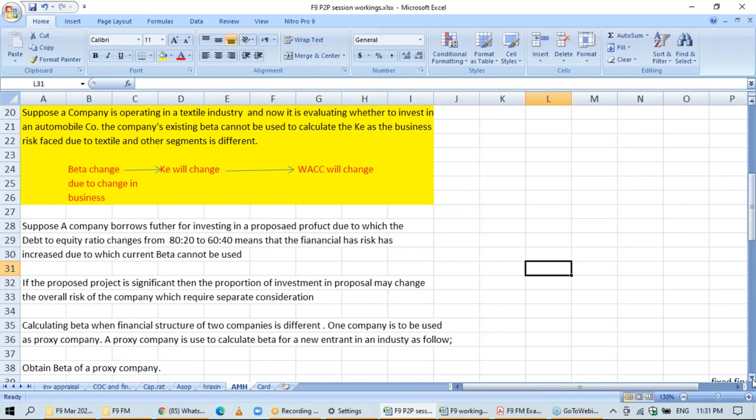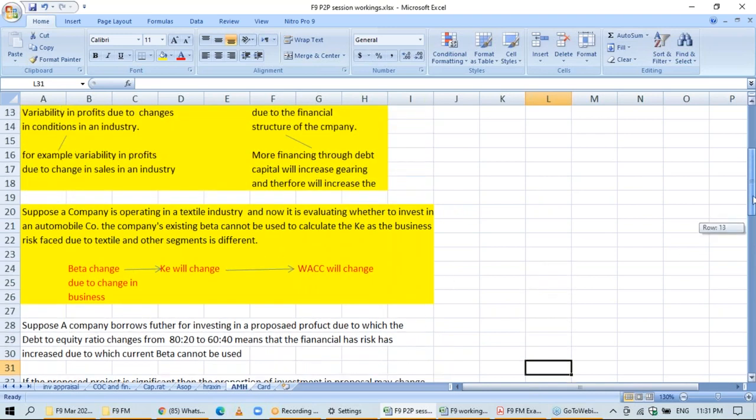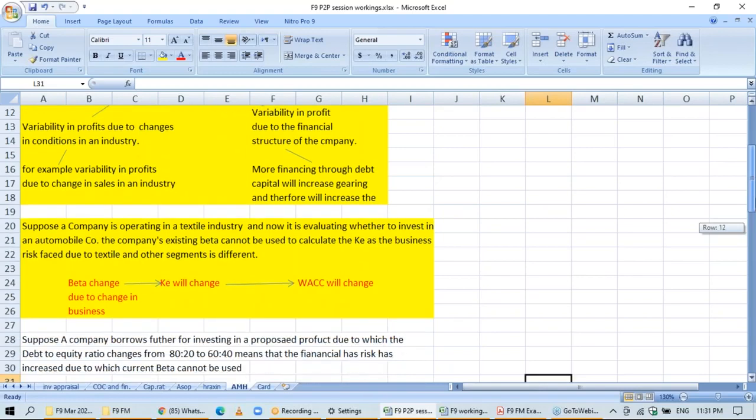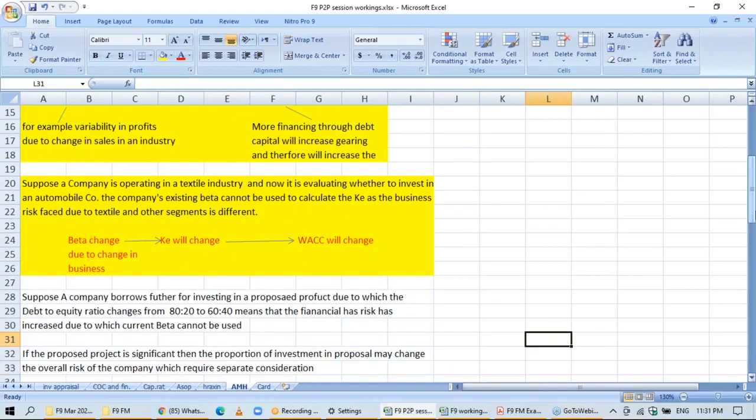So it is important to note that cost of equity depends on beta, and the beta for different industries will be different. So you will have to use different betas for different industries. So this is what the question is asking for. So now, how will you calculate? Let's end today's class and we'll continue from here tomorrow.